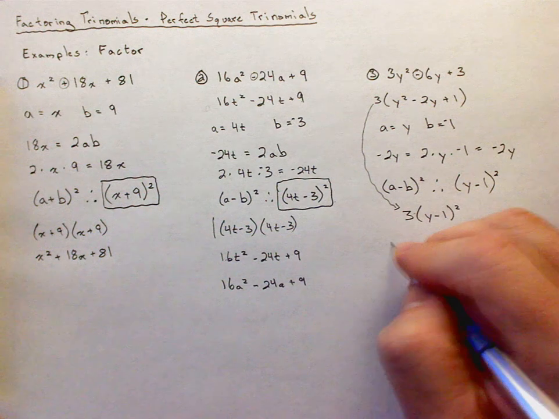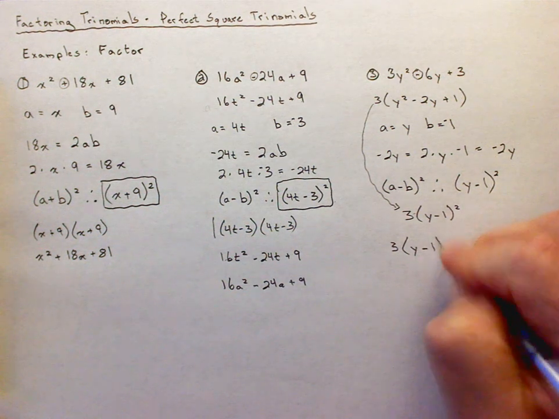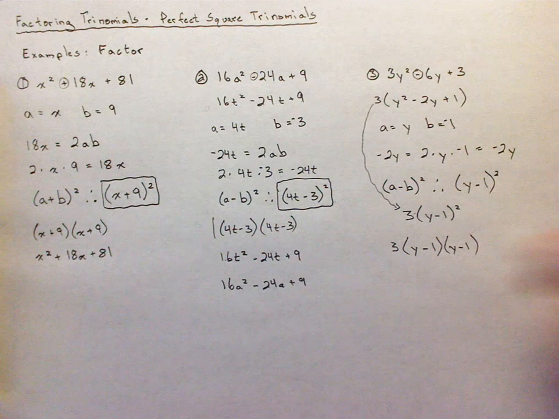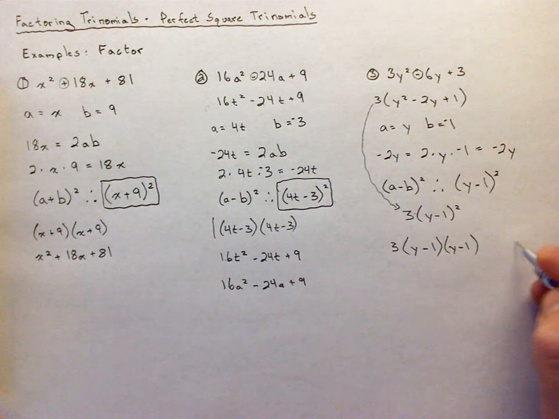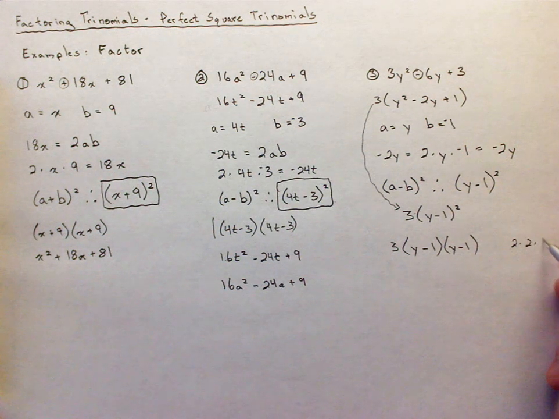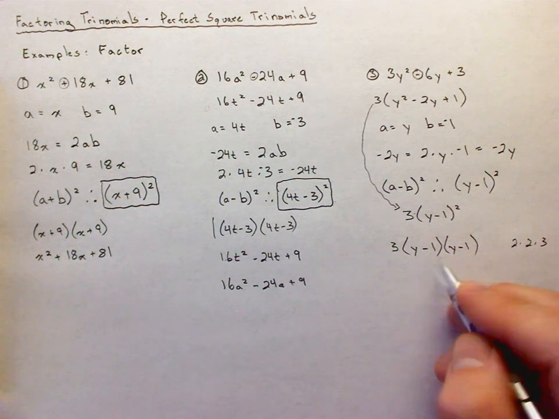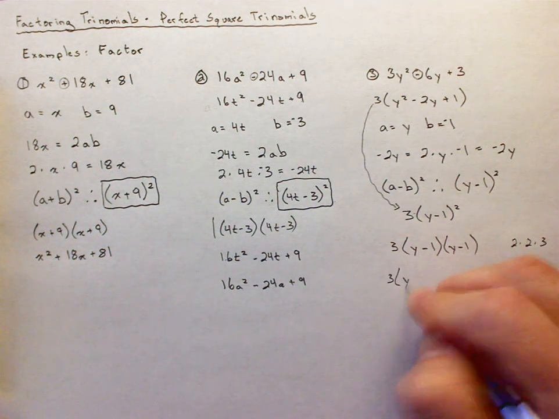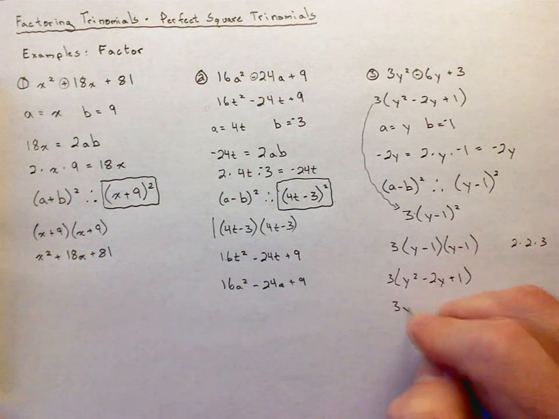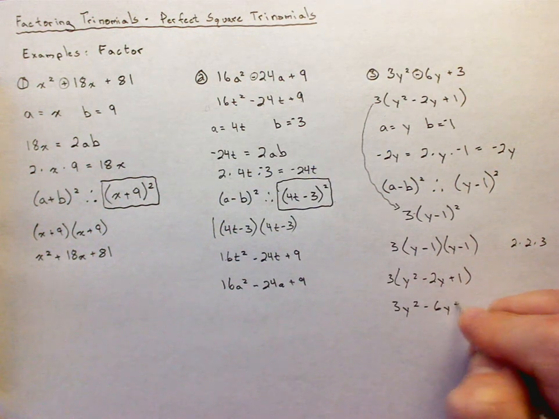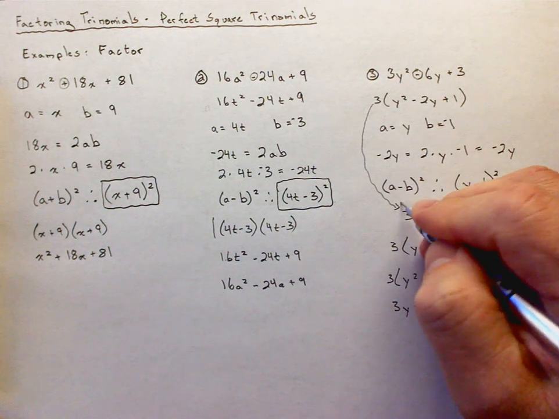If I were to check my answer, I'll multiply the parentheses first. All of these are just multiplications. It's the same as saying 2 times 2 times 3. Okay, I can say 2 times 3 and then times 2. It doesn't matter the order that I multiply them in. But I'm going to go ahead and do these. It'll just be easier. So I have 3 times y squared minus 2y plus 1. 3y squared minus 6y plus 3. That is what I started with.